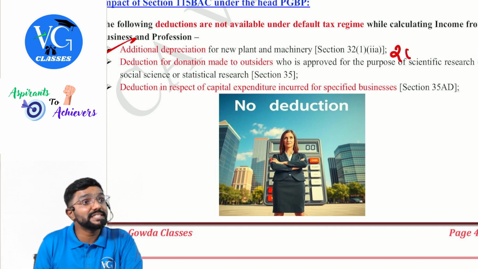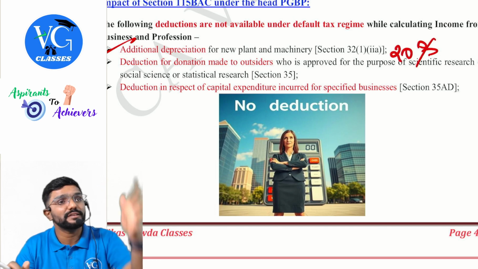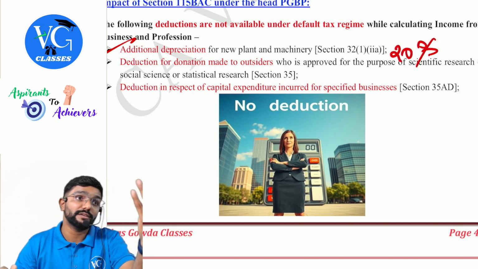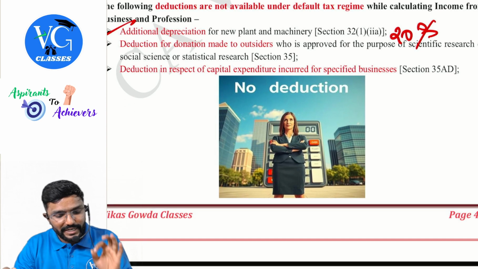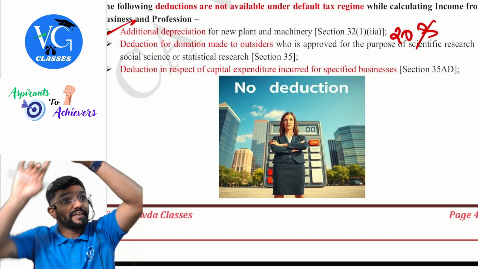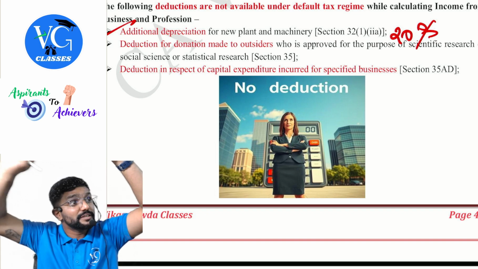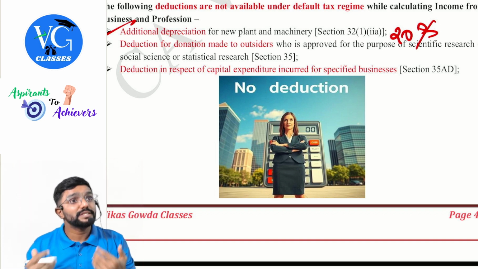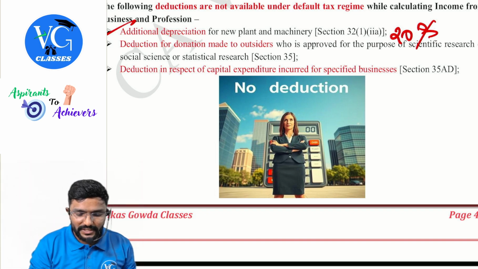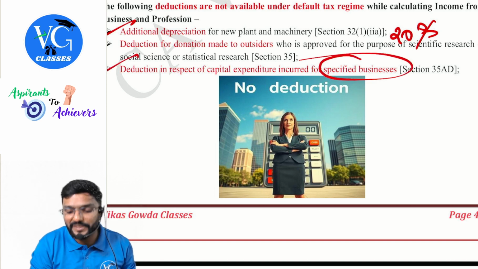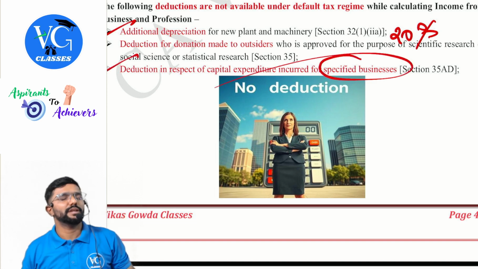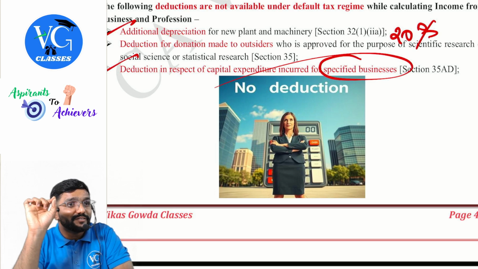Additional depreciation of 20% for new plant and machinery installed in a factory is not allowed. Sir, normal depreciation allowed? Yes, normal allowed. Deduction for donation made to outsiders, there itself I told you in that chart. Donation made to others who are approved, not allowed. Sir, for my own business, allowed. Next, deduction in respect of capital expenditure of specified business. Allowed. Sorry, not allowed. Now listen, very interesting thing.